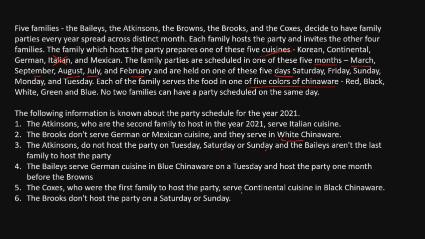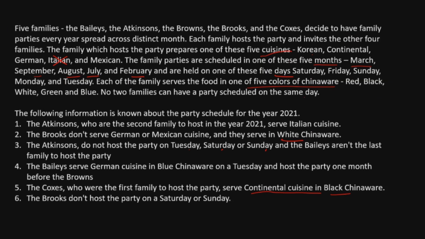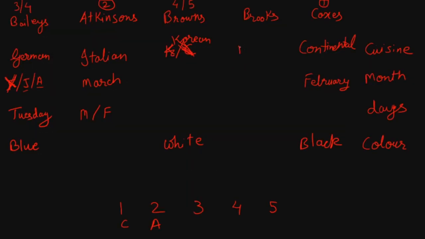The first family to host a party serves continental cuisine in black china. So the Coxes used continental, and they used black. So here, see, Browns will be the Korean one. So the Browns will be Korean. And what is remaining? Germany is selected, Italian, Korean, and Continental are being selected. So the remaining is Mexican. So Brooks are Mexican. So Mexican cuisine is selected.